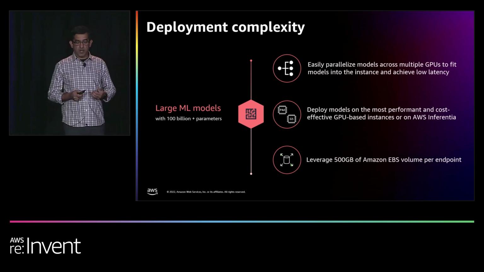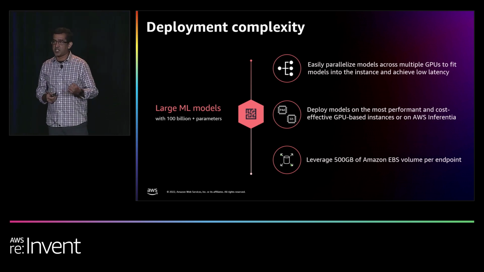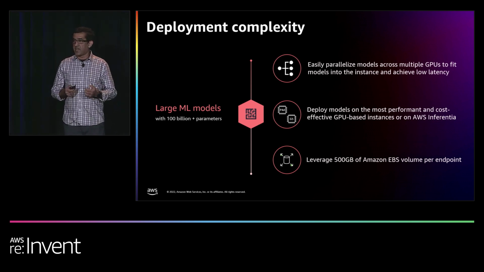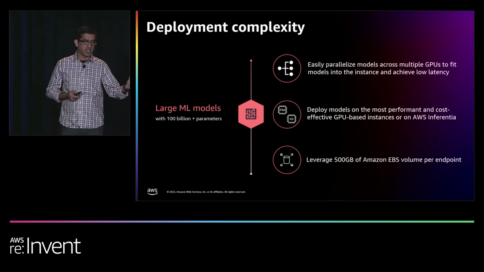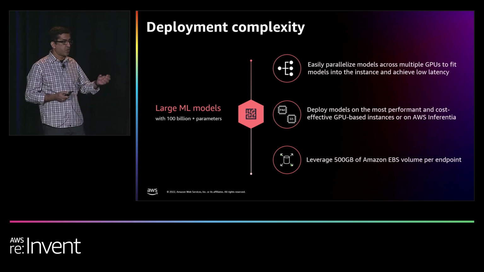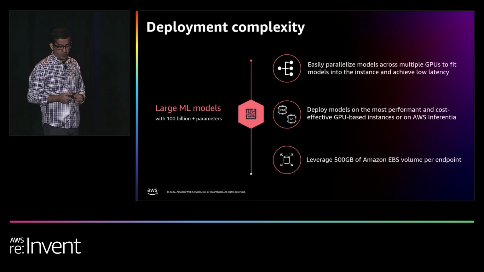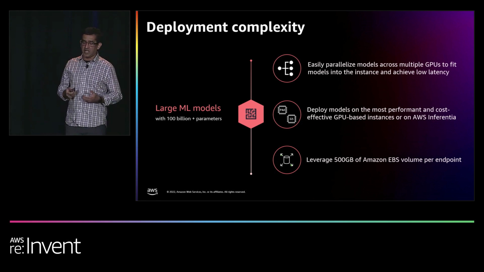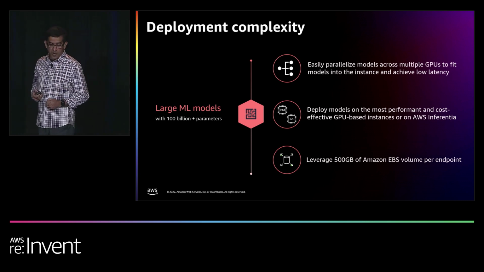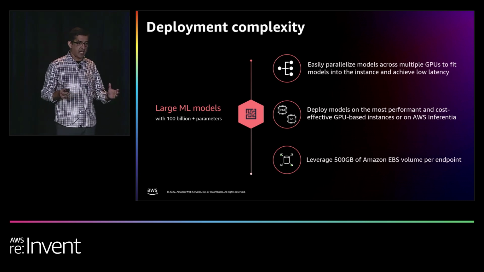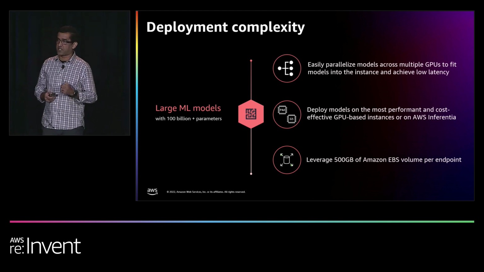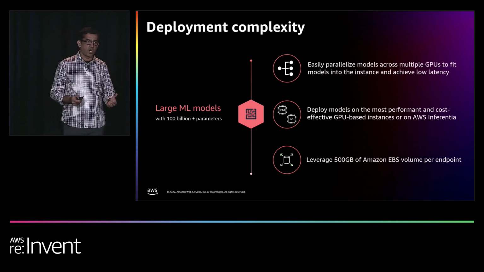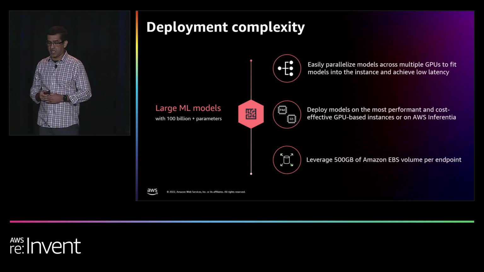A 175 billion parameter model will require at least 175 GB of memory, whereas the GPU in one of the most powerful ML-based instances, the P4D instance, has at most 80 GB of memory per GPU. So there is not enough memory in a single GPU to accommodate the entire model. However, with SageMaker, you can easily parallelize a large model so that each parallel shard of the model can fit into the memory of a single GPU, and the entire model can be hosted on a single machine learning instance.